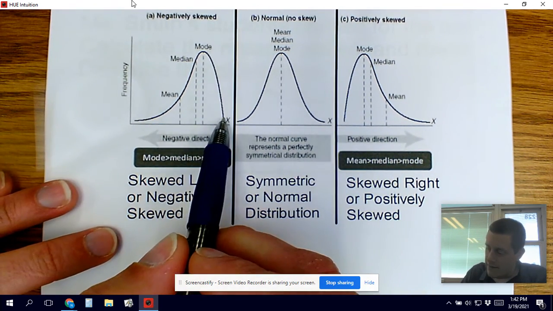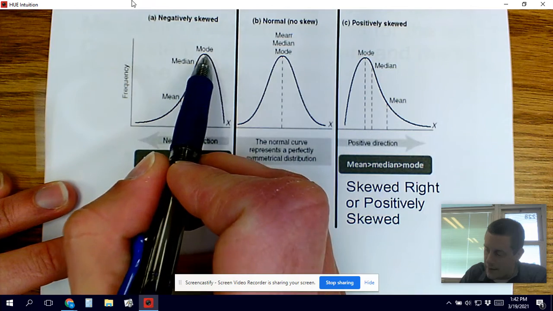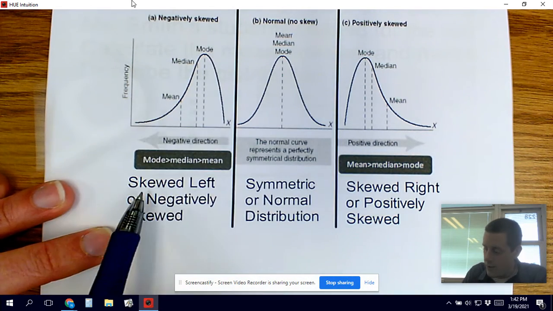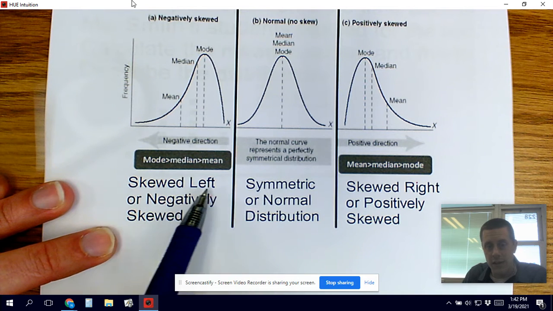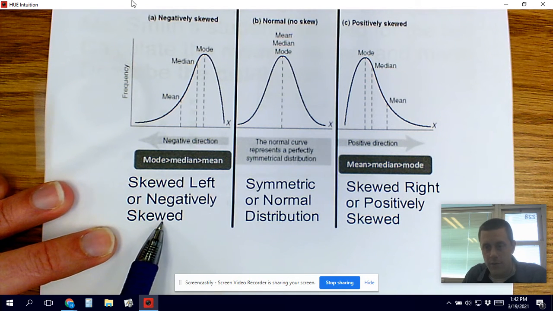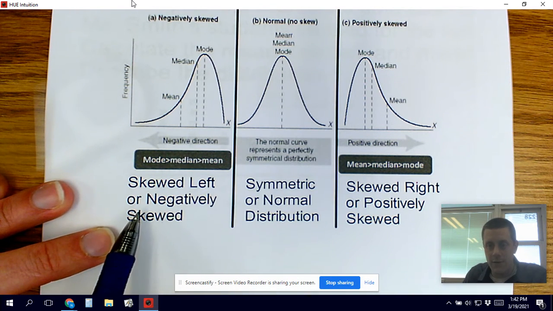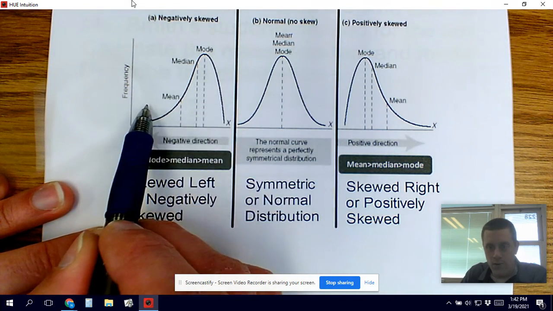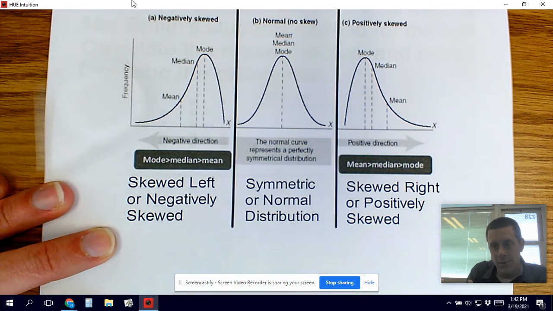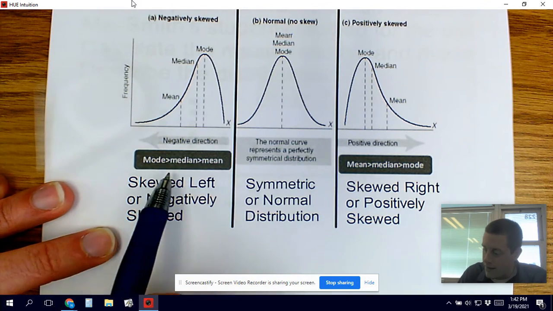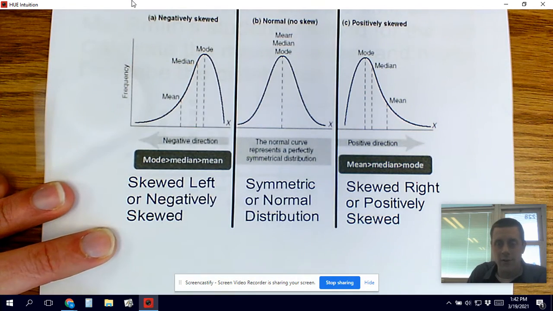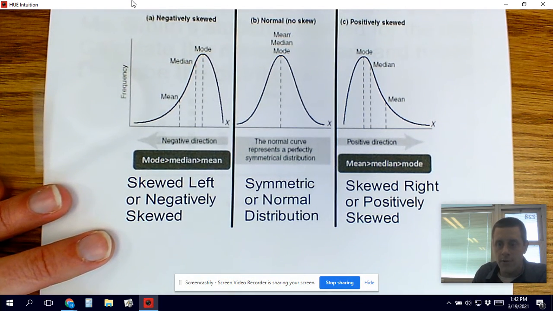Over here on the left, if my data peaks on the right and then kind of tails off to the left, we call that data set skewed left or negatively skewed. And in a negatively skewed distribution, the mean gets pulled towards the skew. And so because it's skewed left and the mean is being pulled left, the mean will always be less than the median in a skewed left or a negatively skewed distribution.